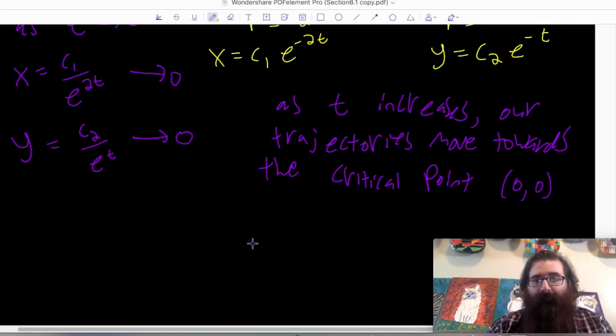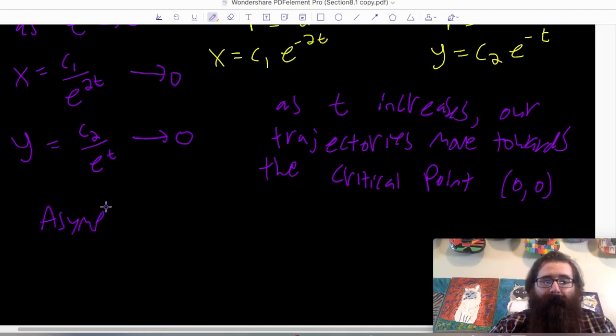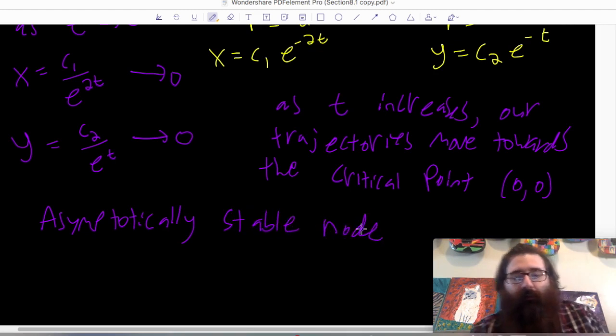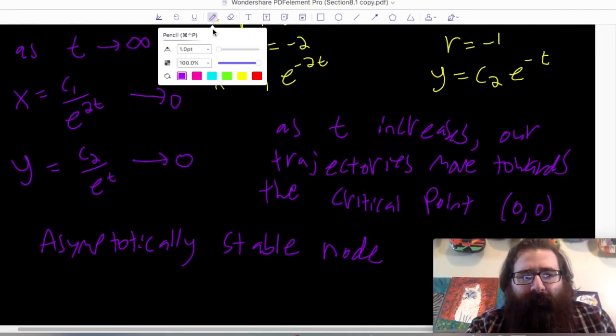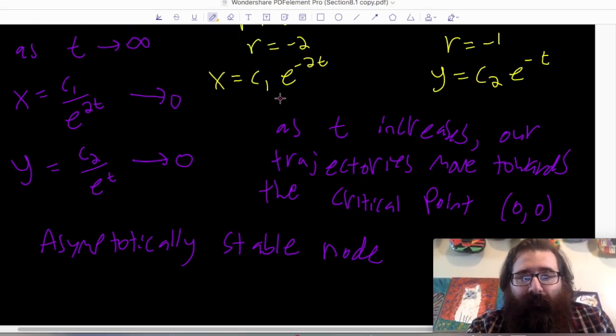Zero, zero, which means that we are stable. So here we have an asymptotically stable node. Now, like in the last example, if I want to try to find some relationship between these two, I could.